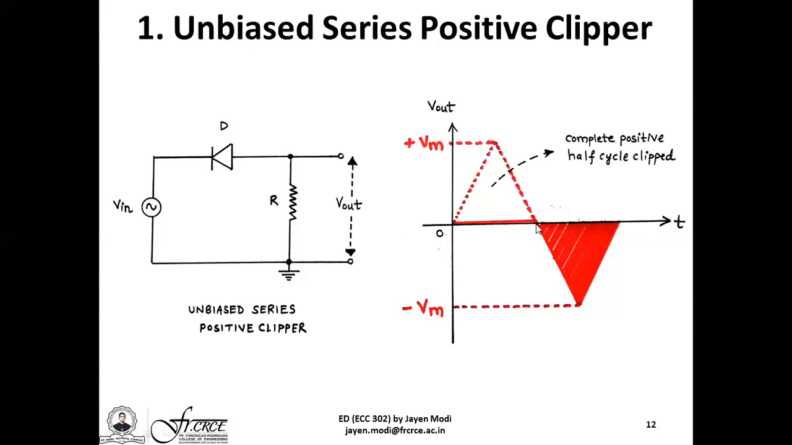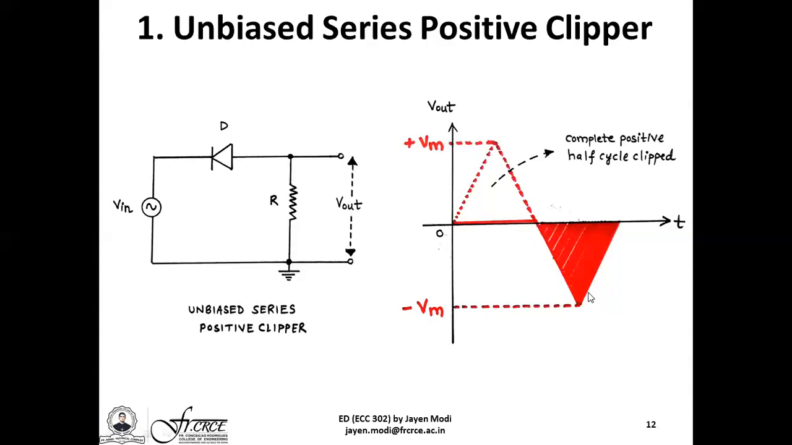Now, when the negative half cycle appears, the topmost terminal now becomes negative, the bottommost terminal now becomes positive. The negative terminal is now connected to the cathode, which makes the diode forward biased. And once the diode becomes forward biased, it will start conducting. And once the diode starts conducting, it behaves like a short circuit. So this will ensure that whatever is the signal present during the negative half cycle at the input side, the same signal directly appears across the output voltage terminals as shown.